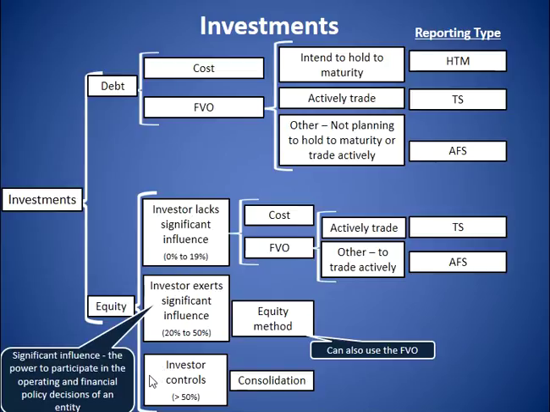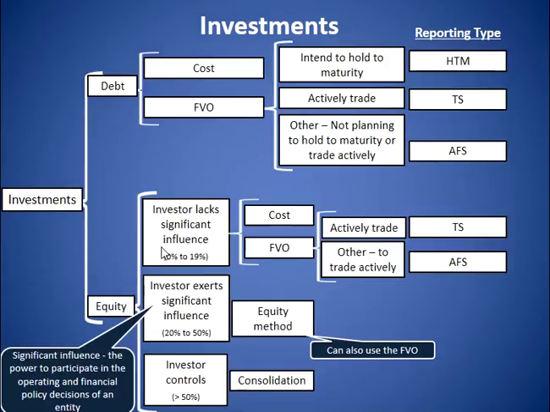So let's start off right now. As far as we're concerned, we're going to be dealing with what we call fair value options. In other words, fair value accounting. So in this case, for our purposes right now, we're going to ignore the cases where the investor is able to exert significant influence, and that's 20% all the way up to 100%. So let's go back up here to where it says the investor lacks significant influence.